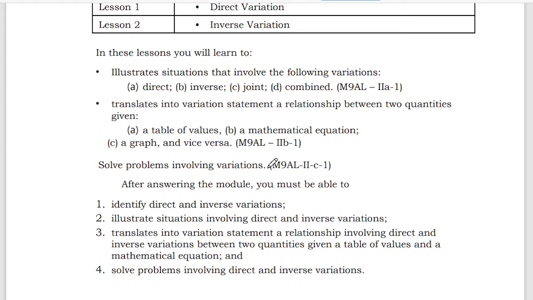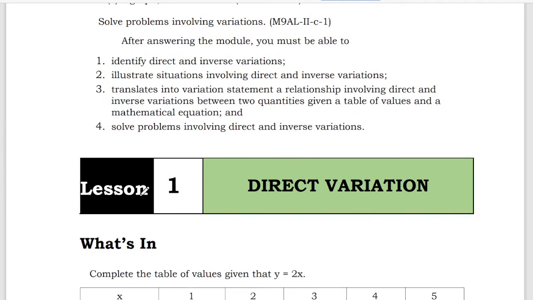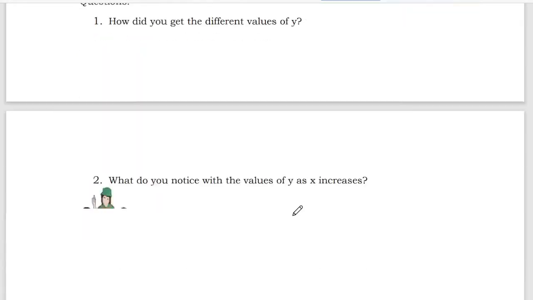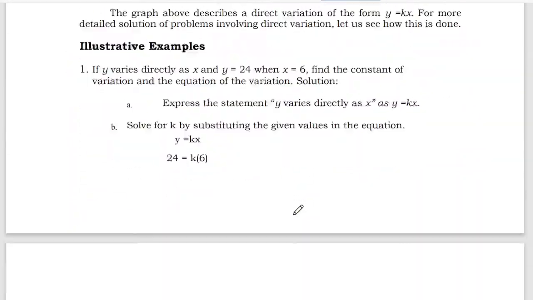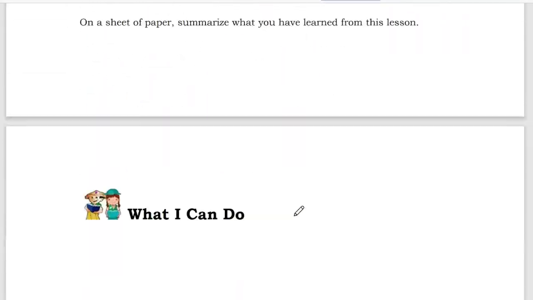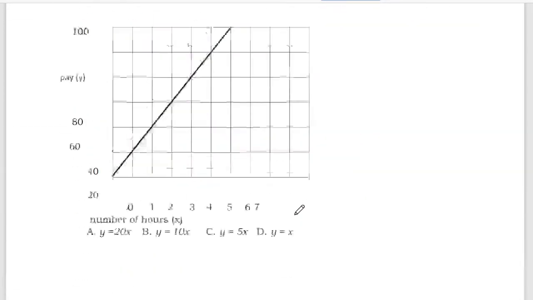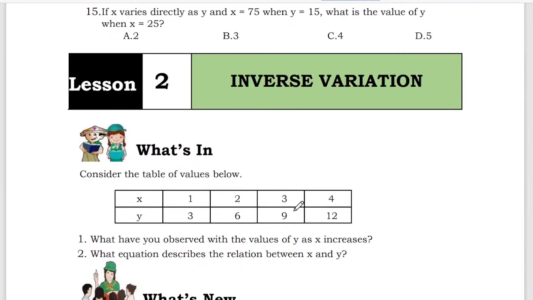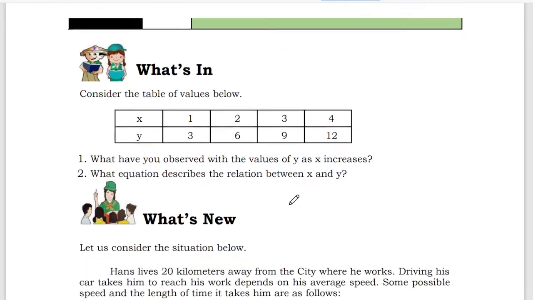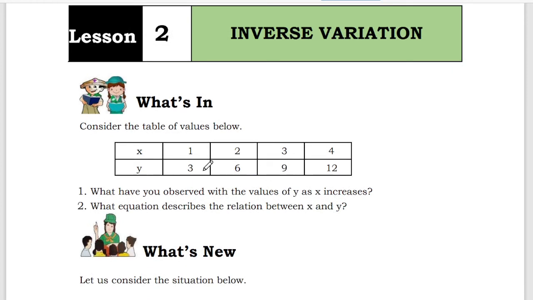So let's proceed to lesson 2. This is our lesson 1, which was already discussed in my previous video. So let's proceed to lesson 2. Our lesson 2 is inverse variation.